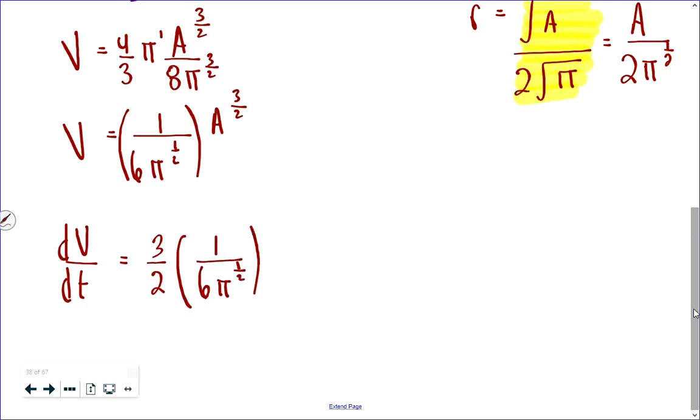And figuring out what 1 over 6 times 3/2 is, nothing I want to waste my time with. Who cares what it is? When we need to calculate it, we will. And then I have A to the 1/2, and then I have dA/dt. So I move the exponent down in front. My new coefficient is this whole thing from here to here. The base remains the same, but I drop 1 from the exponent, and then I multiply by dA/dt. Now it's time to pump numbers in there and get an answer to the question.